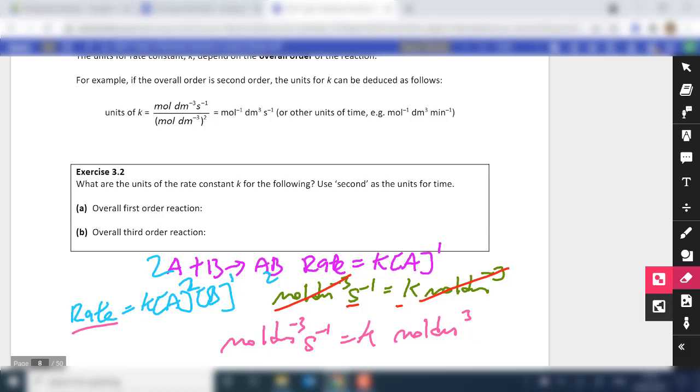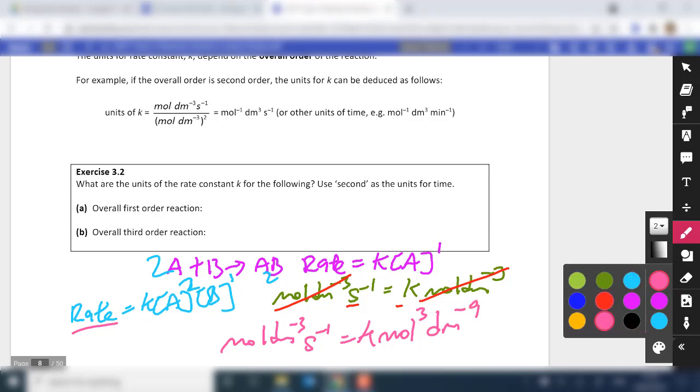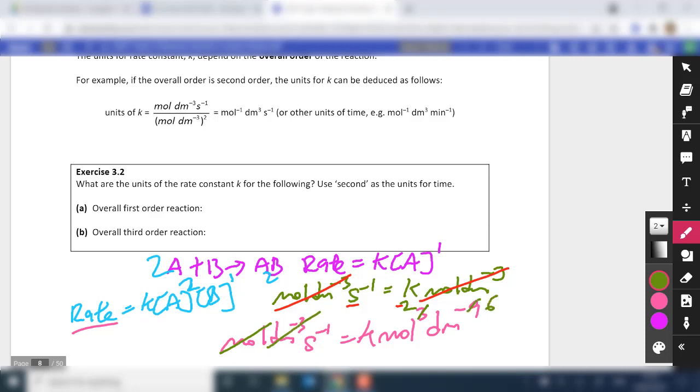I'll erase this first. We can simplify it by writing it as moles to the power of 3, dm to the power of minus 9. If we simplify this conversion, we will cancel this mole, and this is left to be 2. Then we'll cancel per dm cubed, this to be minus 6, and then we'll bring this over to this side.